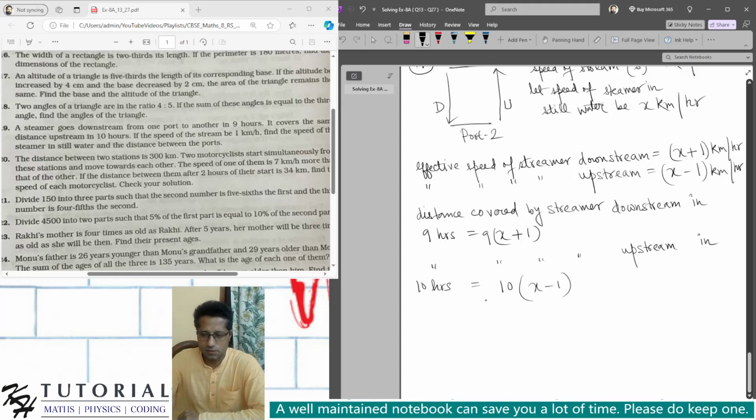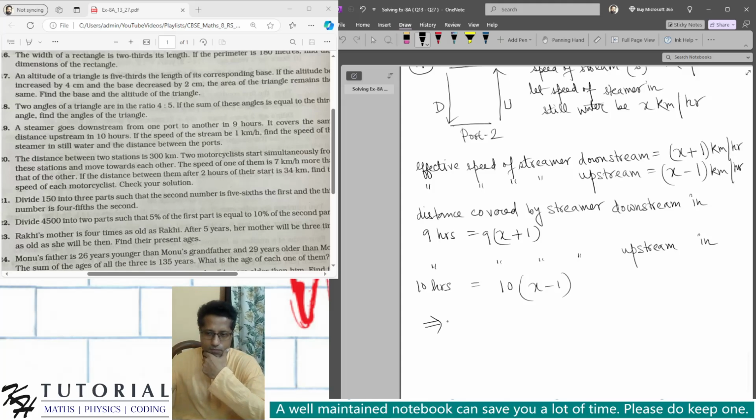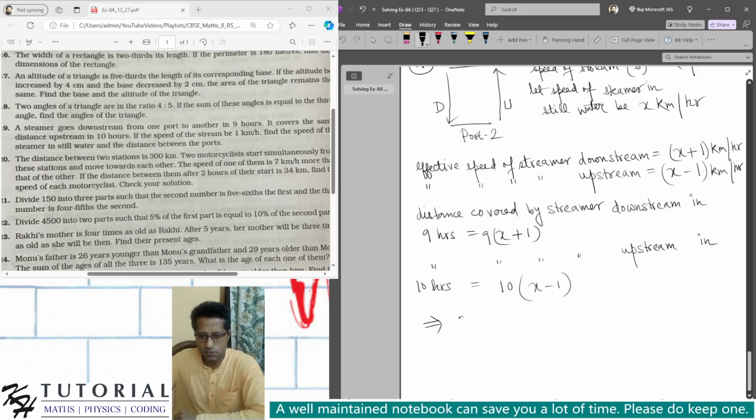Now these two distances must be the same. That is, the distance covered by the streamer upstream and downstream are the same. So we must have 9 into x plus 1 is equal to 10 into x minus 1. So we have to solve this equation.